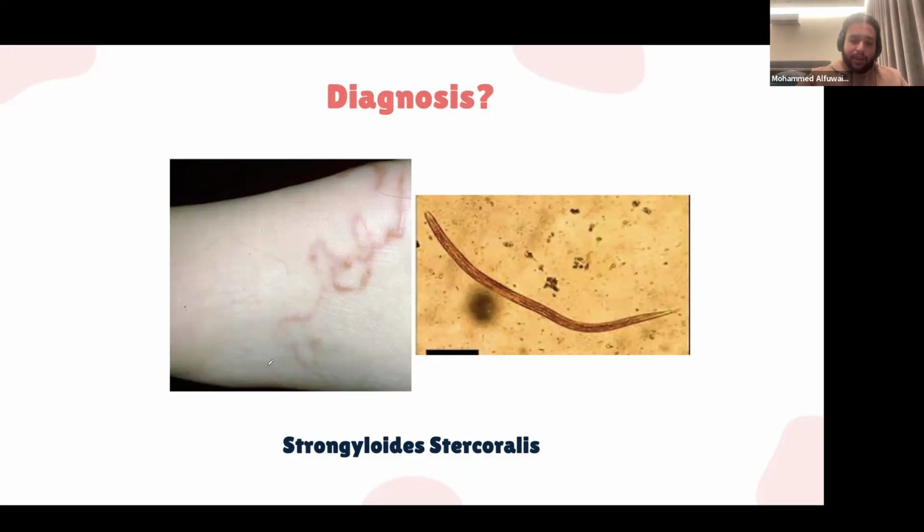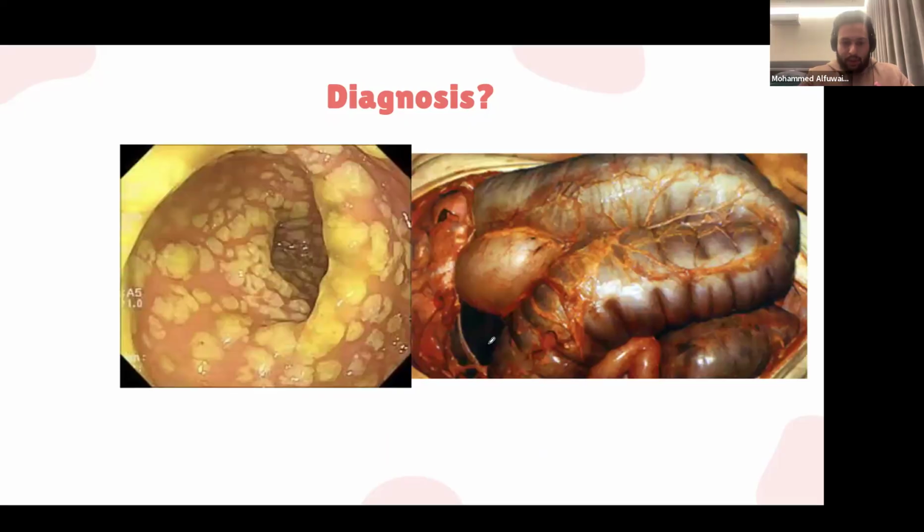Now, what do we call this sign over here in the skin? Larva currens, good. There's three types of manifestations of Strongyloides. There's acute, chronic, and disseminated. This is seen in both acute and chronic strongyloidiasis, okay? That's pretty much it for that.